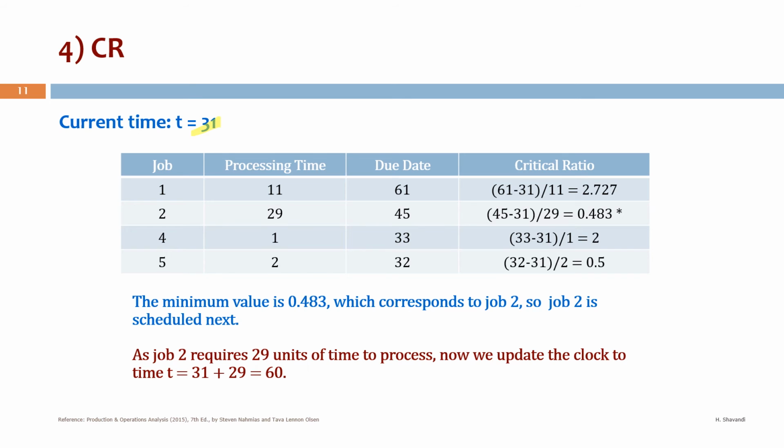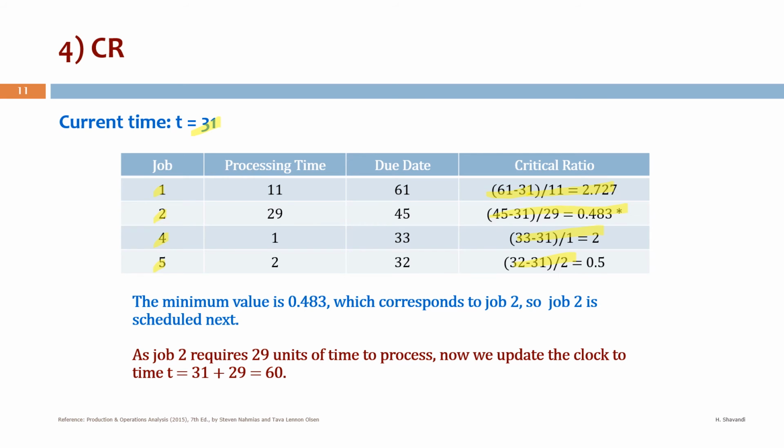So here we have a scheduled job number 3, just one job in our scheduling, and the current time jumps from 0 to 31 because the processing time of job number 3 is 31 days. Okay, so now the current time is 31, and again we need to calculate the CR ratio for the remaining jobs. So here we have jobs 1, 4, 2, 4, 5, and we do the calculations. Due date 61 minus current time 31 divided by 11 becomes this number, and same for the other jobs.